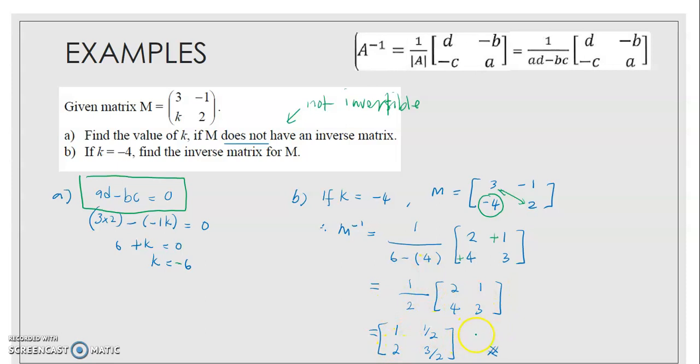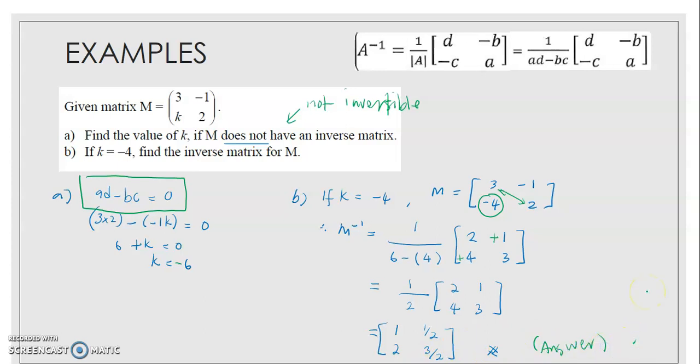Okay, so finally we use scalar multiplication. Scalar multiply here. So 1 over 2 times 2 we get 1. 1 over 2 times 1 we get 1 over 2. 1 over 2 times 4 we get 2. 1 over 2 times 3 we get 3 over 2. So this is the answer.